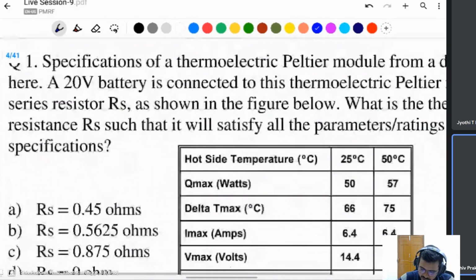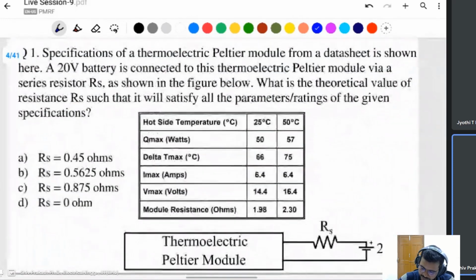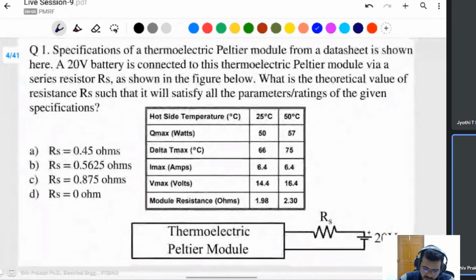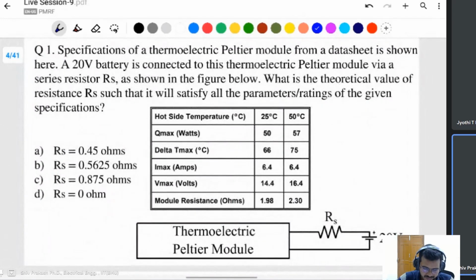Okay, now start the question. The specification of an electric Peltier module from a data sheet is shown below. A 20-volt battery is connected to this thermoelectric Peltier module via a series resistance Rs, as clearly shown in the figure below. What is the theoretical value of resistance Rs such that it will satisfy all the parameter ratings of the given specification?